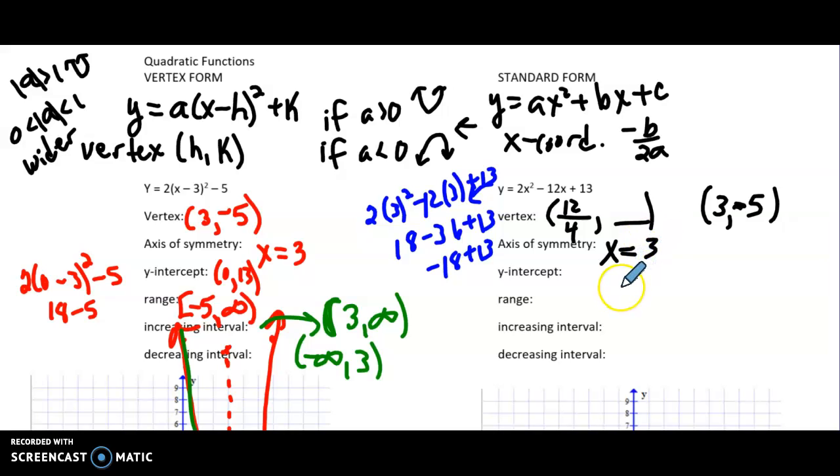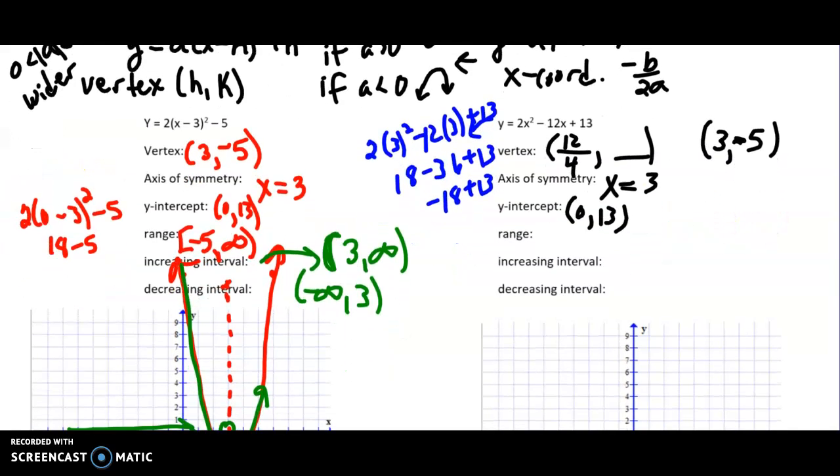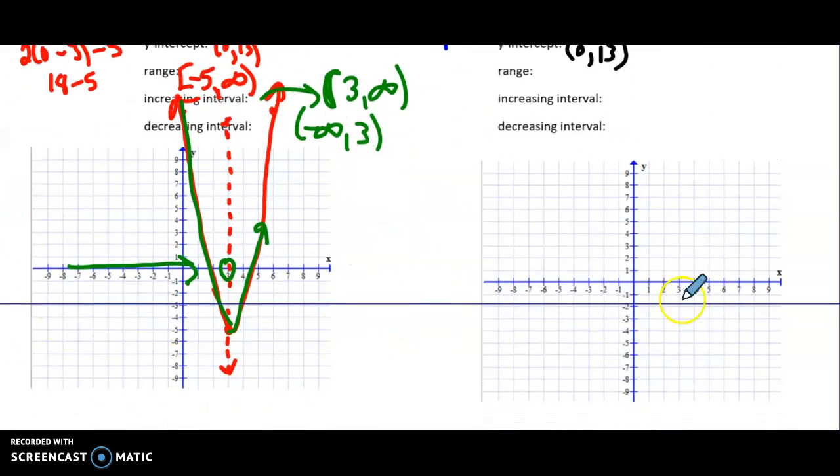The y-intercept is a little easier to find. I put 0 in for x. I can see it's 13. Okay, a little bit easier than over here, having to go through that. Some things are easier in one form than the other. The range, I might even graph it a while. What do I have? (0, 13) and (3, -5). It's the same graph. (0, 13). So I know that (6, 13) is there as well.